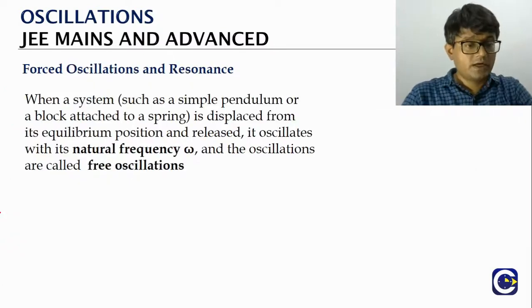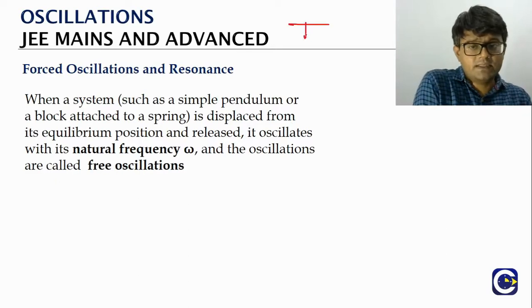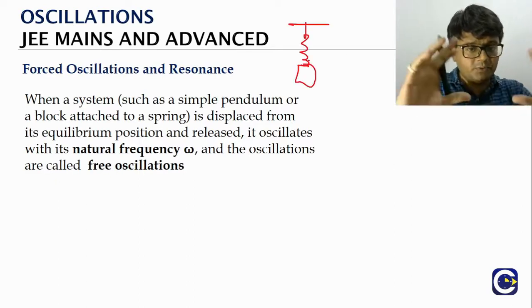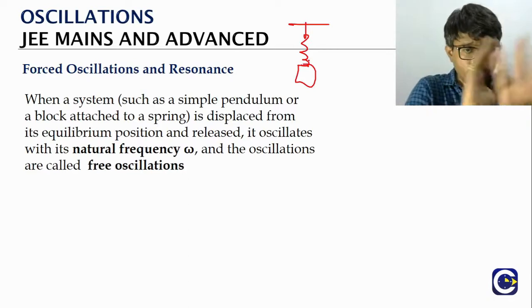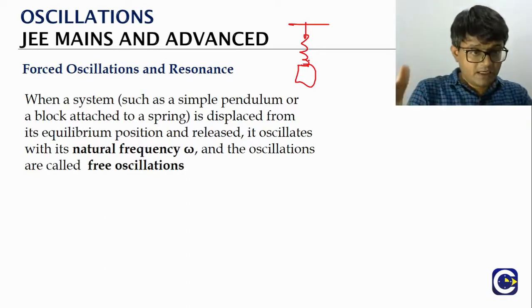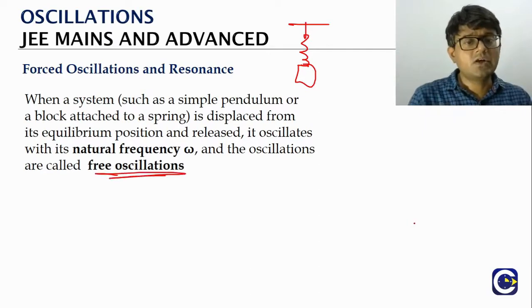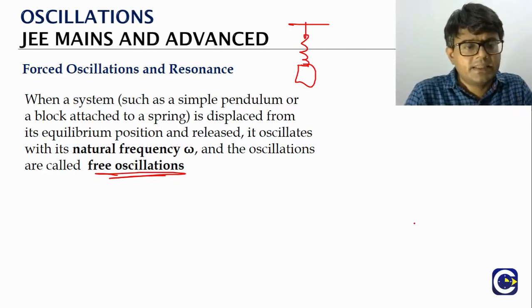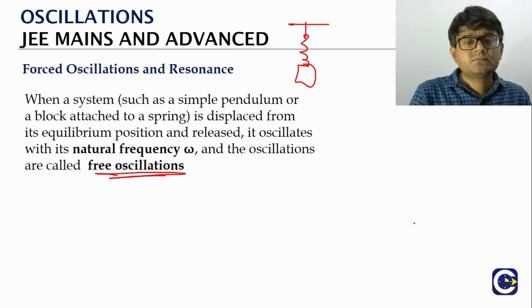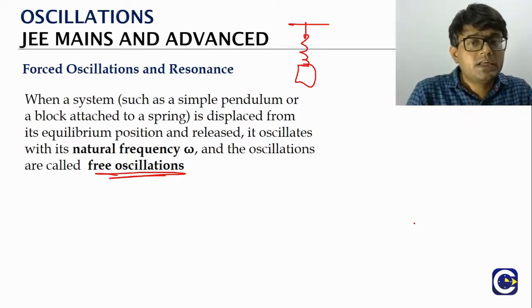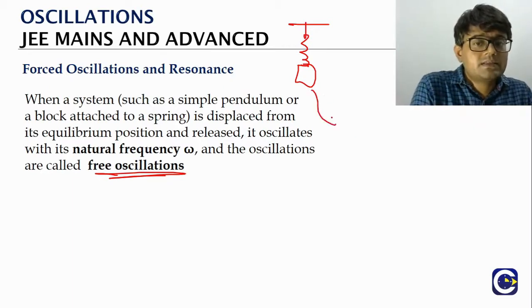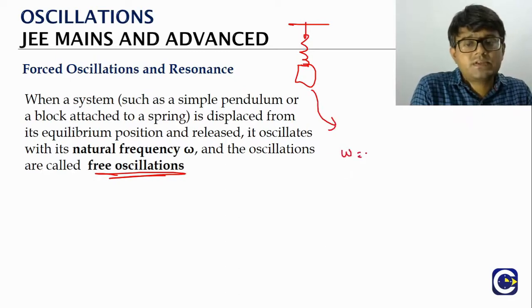Now, as I said, if we have the spring mass system, we just give it a push, or we just pull it down or push it up and leave it. The oscillations that it will perform are what we call free oscillations, like any of the things that we discussed before. So when you just give it the disturbance and leave it like that, we call it free oscillations. An object in free oscillation will be oscillating with its natural frequency.